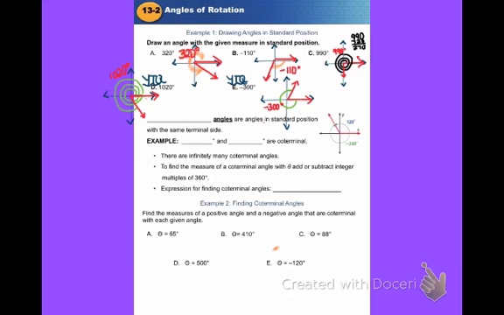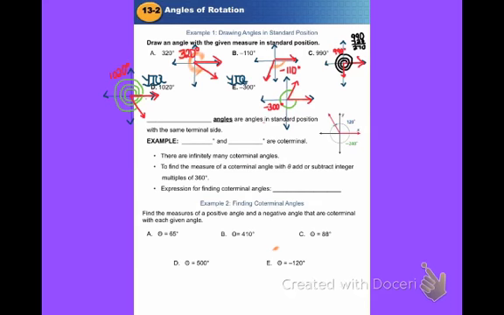So coterminal angles are angles in standard position with the same terminal side. So for instance, we looked at this last one that you graphed, the one that was negative 300 degrees. Well, going negative 300 degrees would get you in the exact same position as if you just went 60 degrees the other direction.